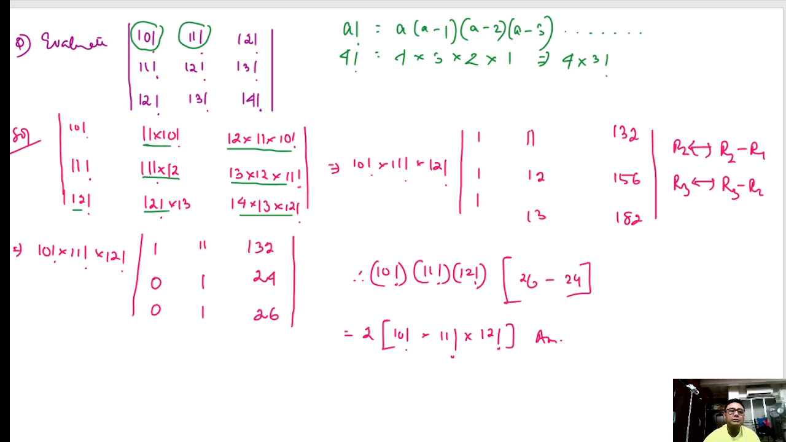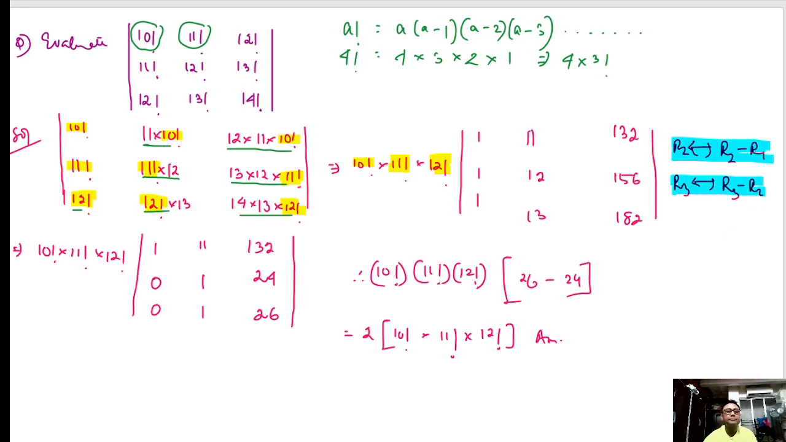So from the first row, we can take a 10 factorial common. From the second row, we can take an 11 factorial common. From the third row, we can take a 12 factorial common. So what remains is this. Now we are doing this operation. In the second row, we will do R2 minus R1. And in the third row, we will do R3 minus R2.